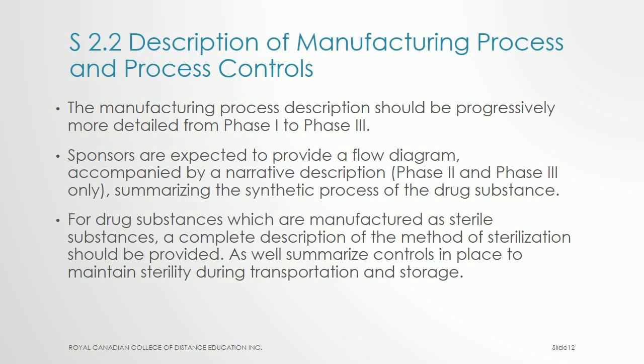Description of manufacturing process and process controls. The manufacturing process description should be progressively more detailed from Phase 1 to Phase 3. Sponsors are expected to provide a flow diagram, accompanied by a narrative description for Phase 2 and Phase 3 only, summarizing the synthetic process of the drug substance. For drug substances which are manufactured as sterile substances, a complete description of the method of sterilization should be provided. As well, summarize controls in place to maintain sterility during transportation and storage.